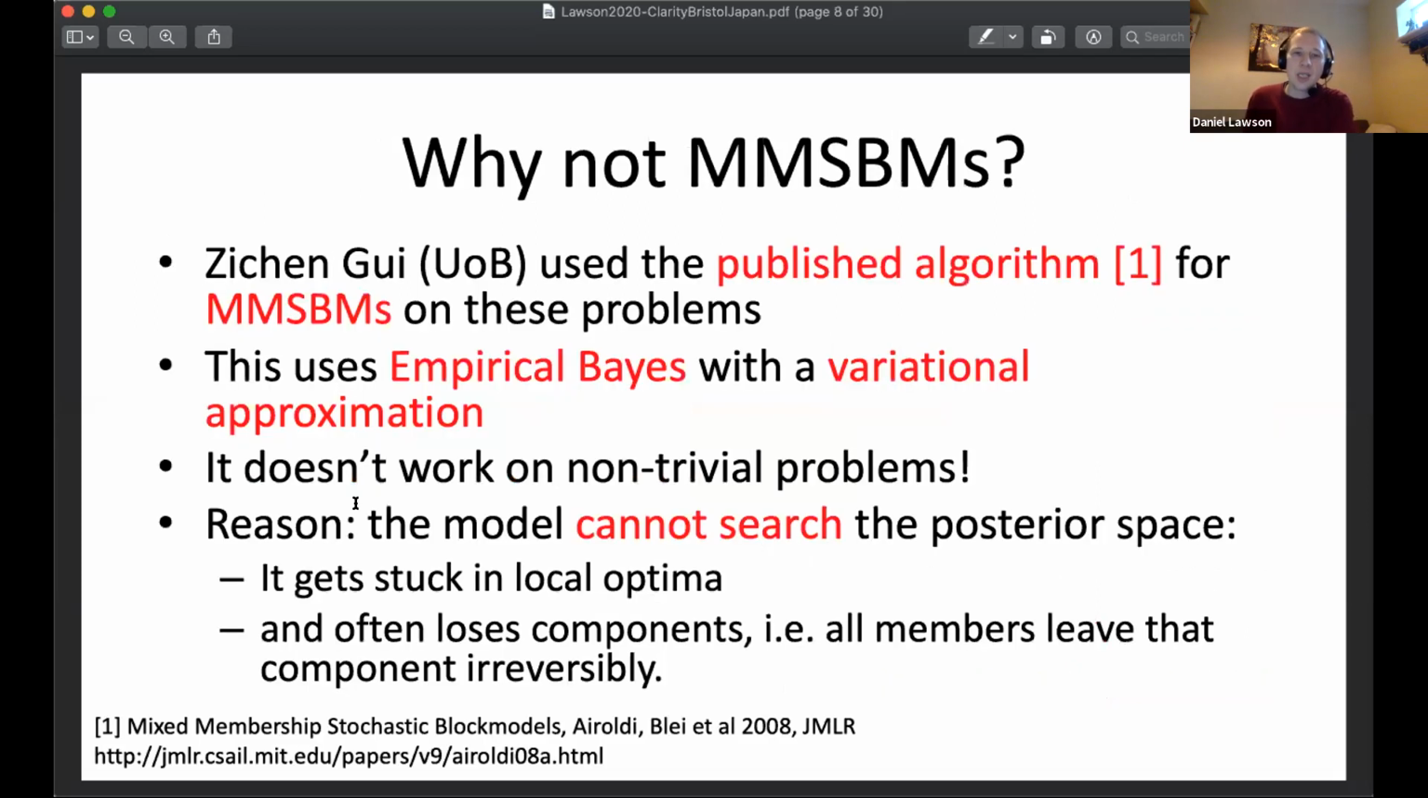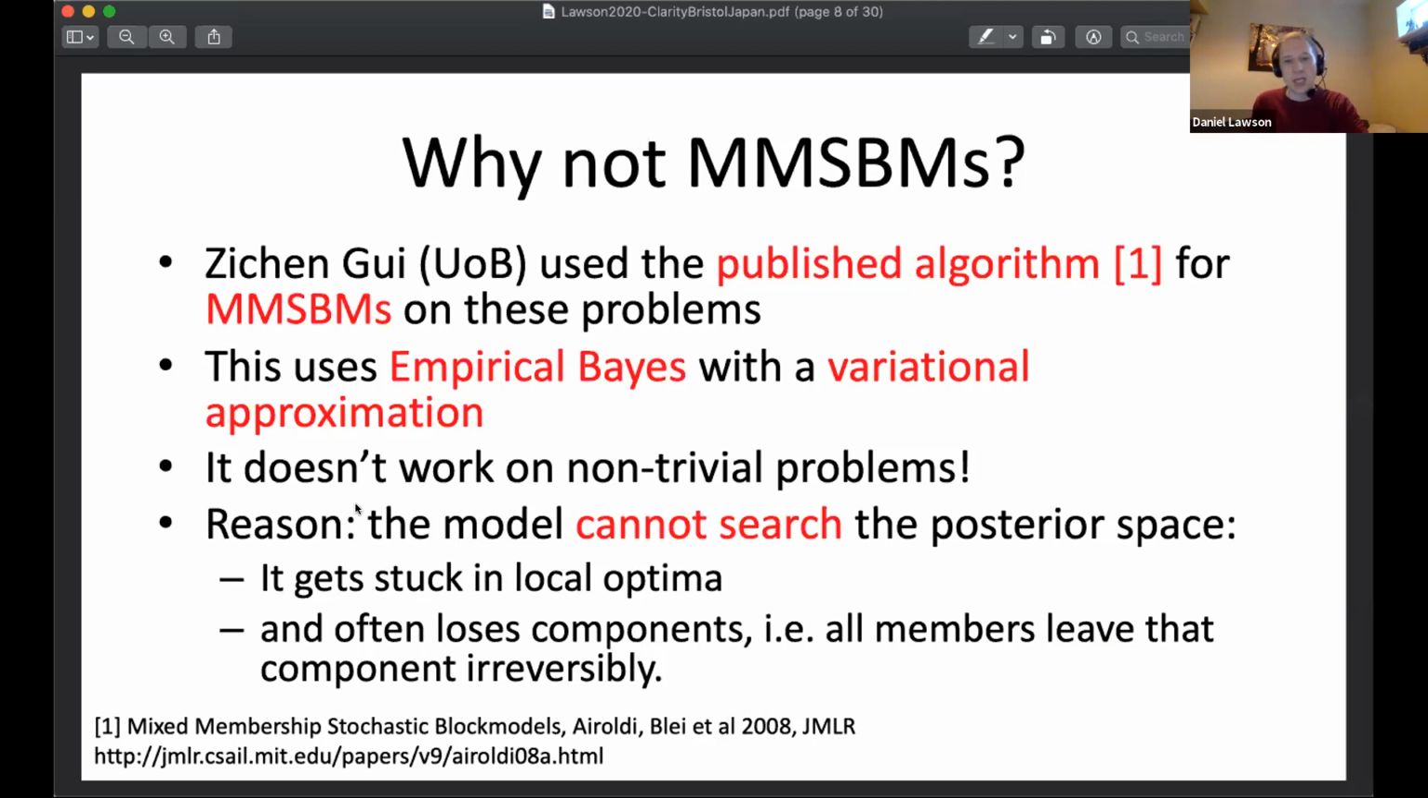Now, if you apply mixed membership stochastic block models to the sort of similarity matrix I care about, it doesn't work. So I had a student work on this a couple of years ago. All he did was implement the published algorithm for mixed membership stochastic block models. It's quite a sophisticated algorithm. It uses an empirical Bayes procedure with variational approximation to quantify how good a particular set of parameters is. It gets you a whole posterior distribution. I think the literature considers this mostly done, but it doesn't work, the published algorithm.